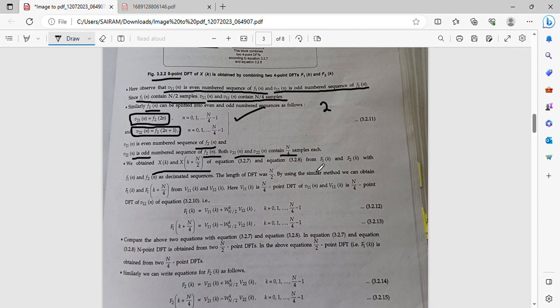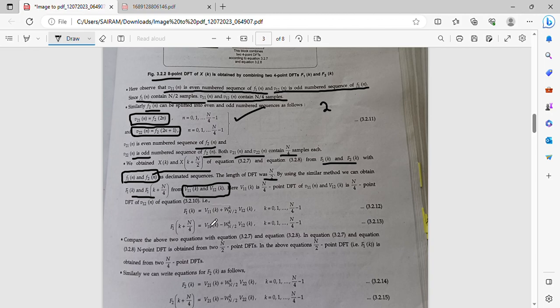So now, having f1 of k and f2 of k, we got it, wherein we had the decimation as f1 of n and f2 of n, right? So now the length of the DFT was n by 2. Similarly, here we are going to find f1 of k and f1 of k plus n by 4 from v11 of k and v12 of k, wherein we are going to get the result as follows.